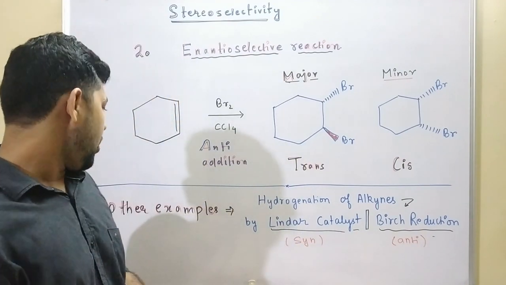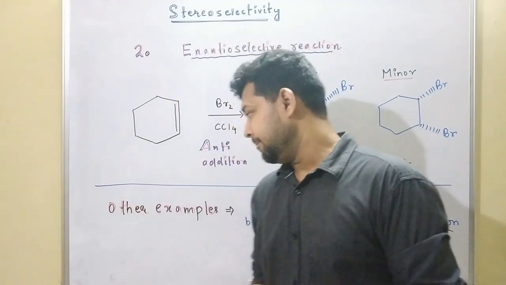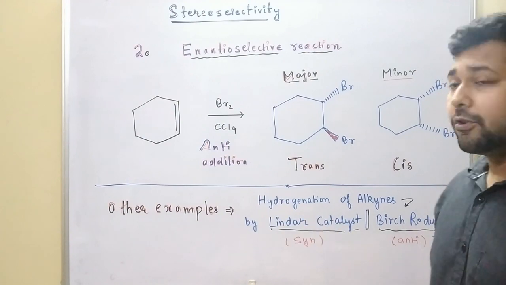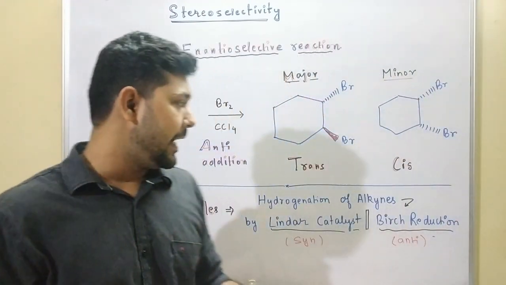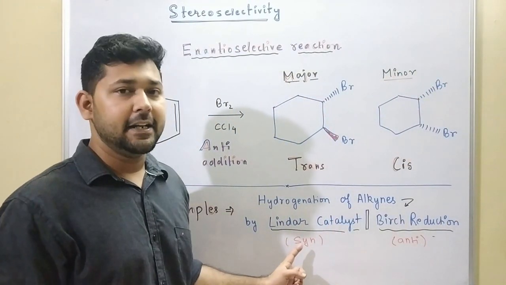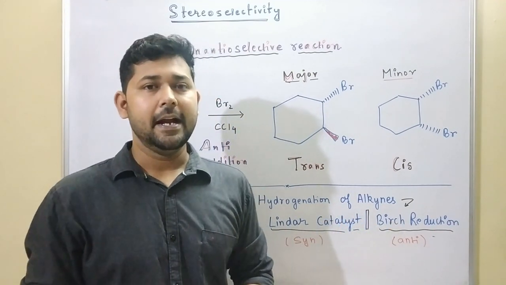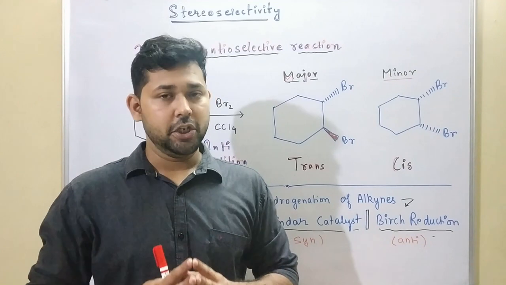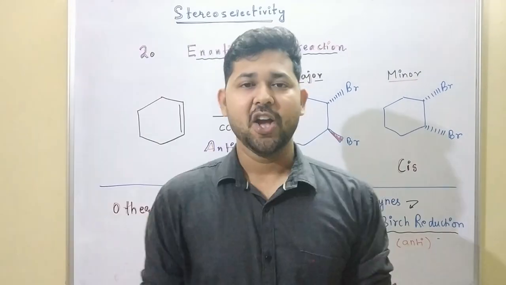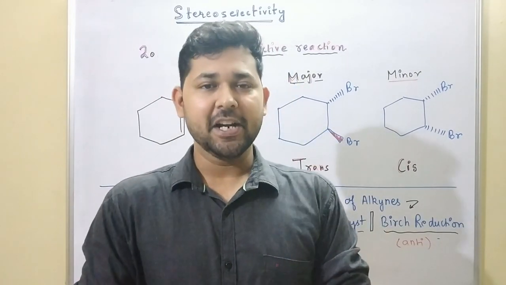Let's talk about another example. Examples like hydrogenation of alkynes through Lindlar catalyst, that is syn addition, and Birch reduction, that is anti-addition, are also stereoselective reactions.